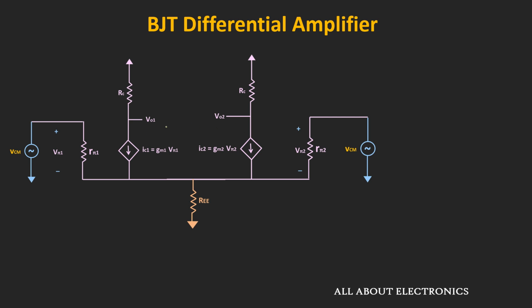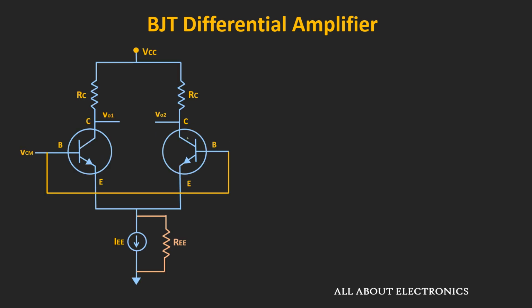Or in other words, if we see the differential output voltage, that is VO1 minus VO2, then it will be equal to 0. That means as long as both transistors are perfectly matched, the differential output voltage, because of the change in this common mode input signal, will still be 0. But if there is any mismatch between the two transistors, then we will also see some differential output voltage due to the change in this common mode input signal.